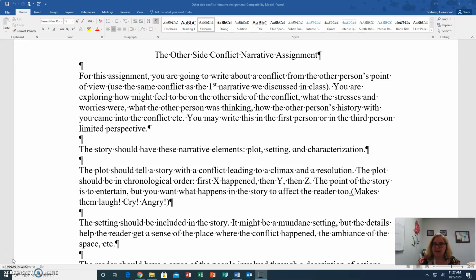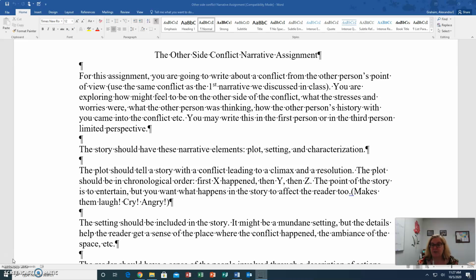You can choose to write it in first person, as if you were the other person, or you can write it in the third person and give yourself a little bit of distance. Either one of those is fine. You still have to have narrative elements: plot, setting, characterization, and Stephen King talks about that extensively. It's part of why I set up the reading the way I did, so that you could have that reading and his strategies for how to do this right up against starting this paper.